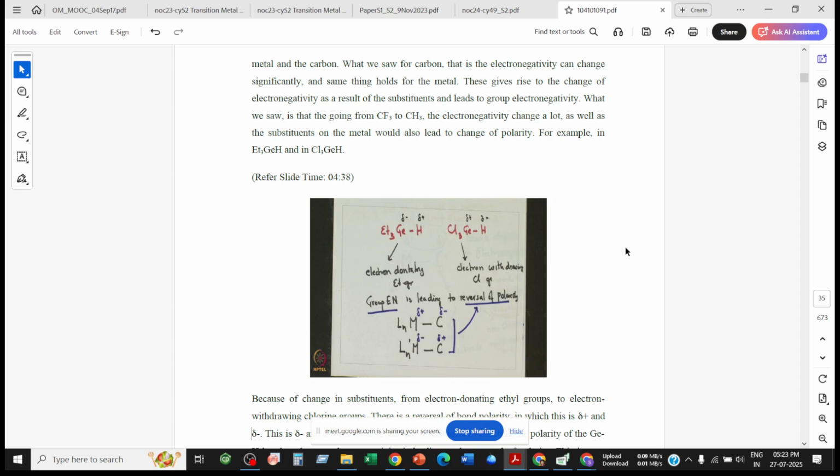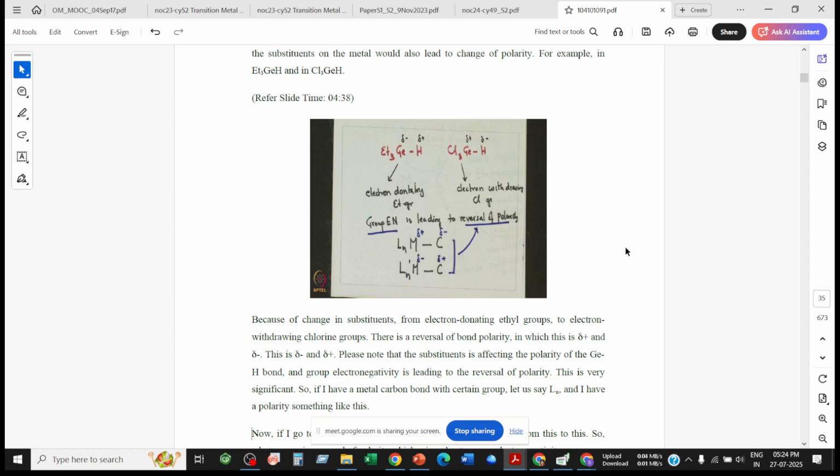Ethyl is donating electrons to the germanium, whereas the chloride, which is electronegative and electron withdrawing, will withdraw the electron from the germanium, so the germanium center will be positively charged. So here you can see that by changing the substituent on the center, we can change the polarity. This is called the reversal of the polarity. So when multiple groups are attached to the metal, they can change the polarity of the metal center. Okay. Another thing.